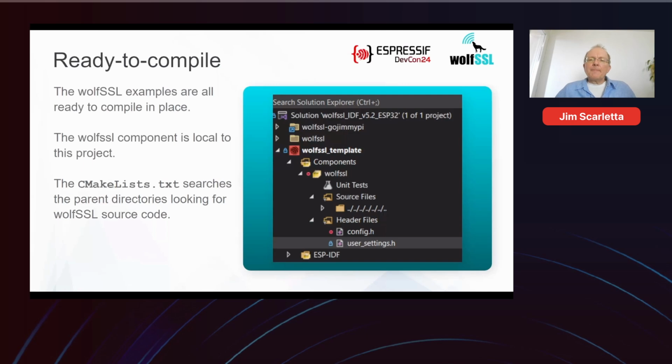Most importantly, the user settings are in the components wolfSSL directory in a file called user settings. And later on, we'll talk much more about the user settings, but that's probably the most important file for wolfSSL and setting the different options and configurations.